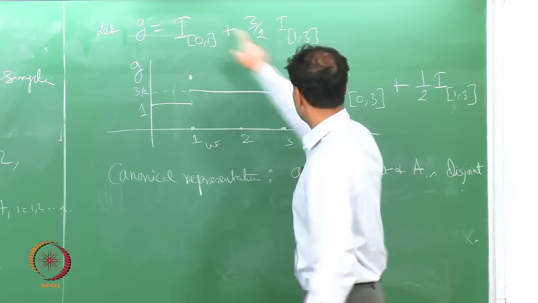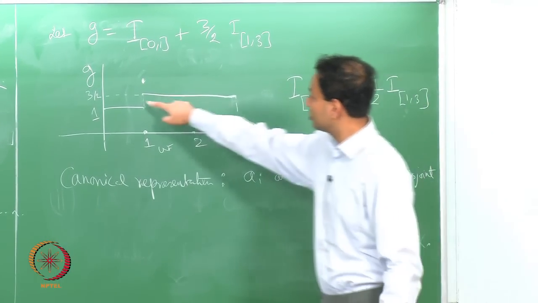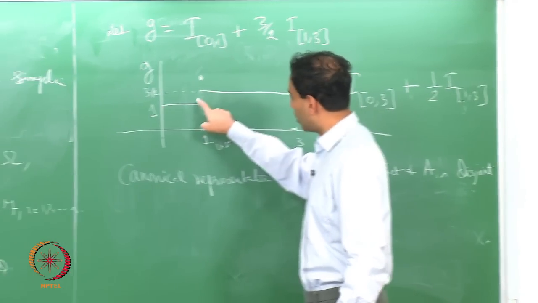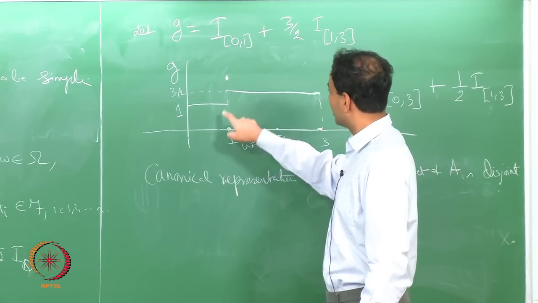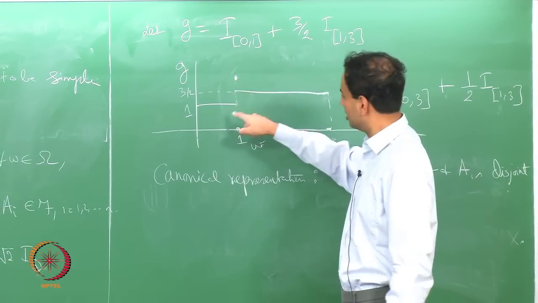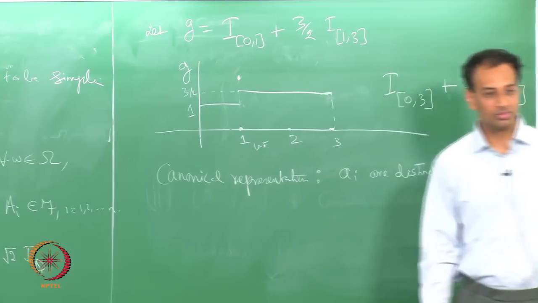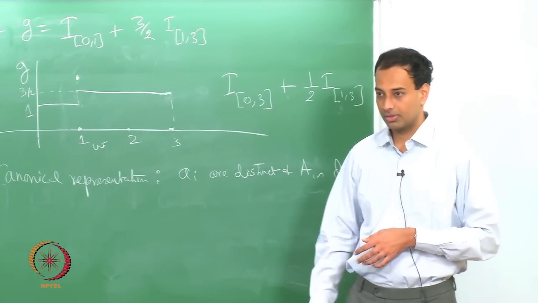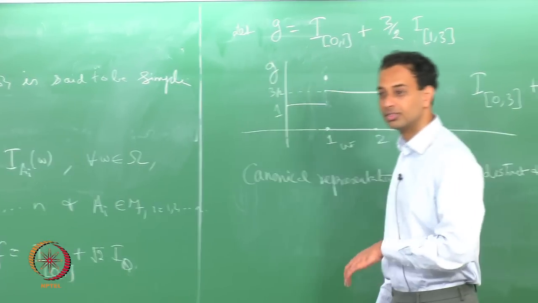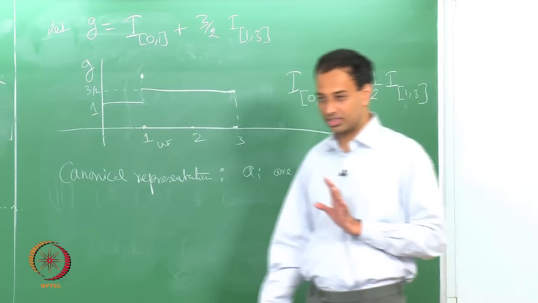so neither of these is canonical. Why? This disjointness does not work, right. So, you will write it as the indicator of 0 to 1 open at 1, then indicator of the singleton 5 over 2 or something times the indicator of the singleton, plus open 1 close 3 indicator of this whole interval, right. Similarly, you can think about what it should be here. Okay. So, that is called the canonical representation.